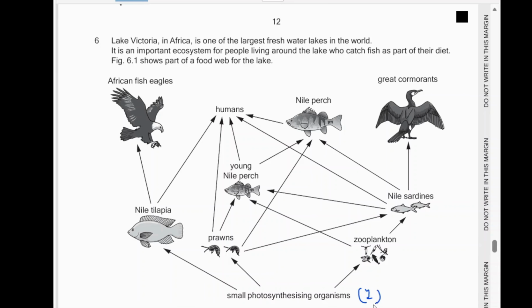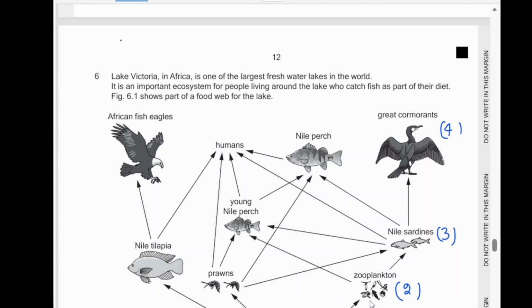This is level 1. This is level 2. Yes. This is level 3. And this is level 4. Okay. There are four trophic levels: producer, primary consumer, secondary consumer, tertiary consumer.